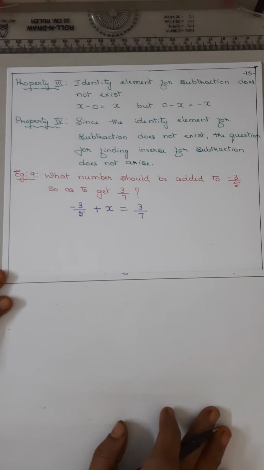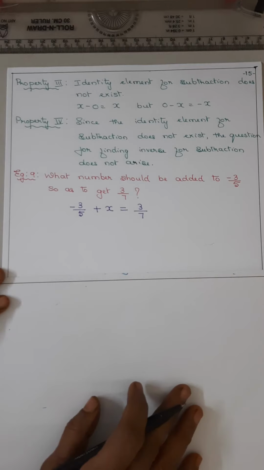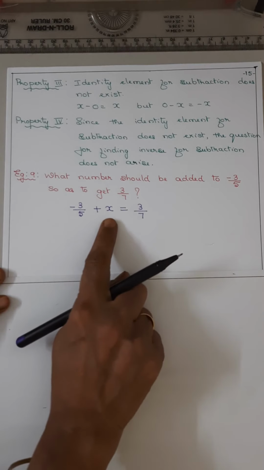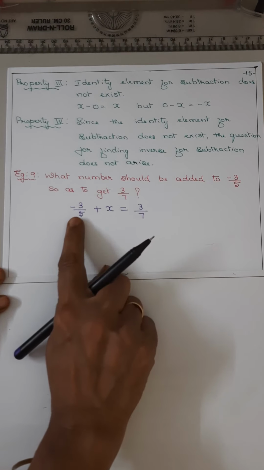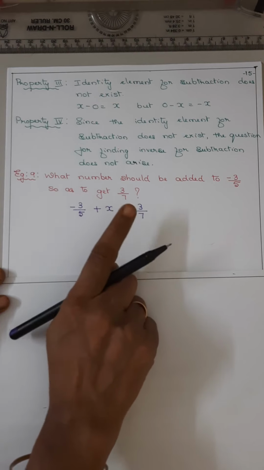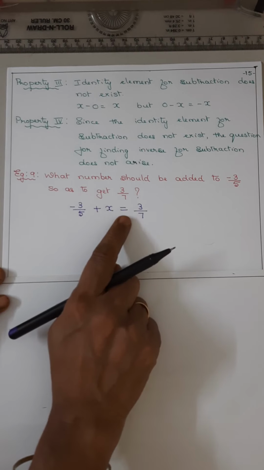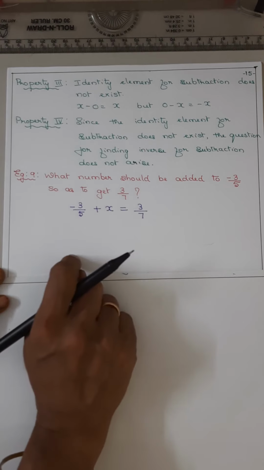So, this is the equation. You have to be careful to form the equation. What number? So, let the number be x to be added to minus 3 by 5 so as to get, means equal to, 3 by 7.